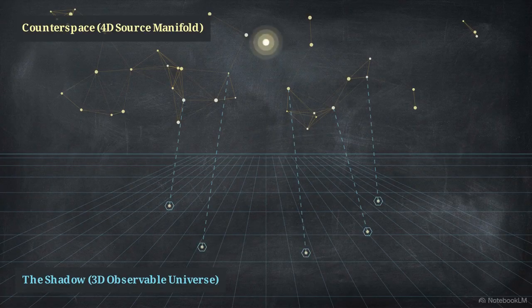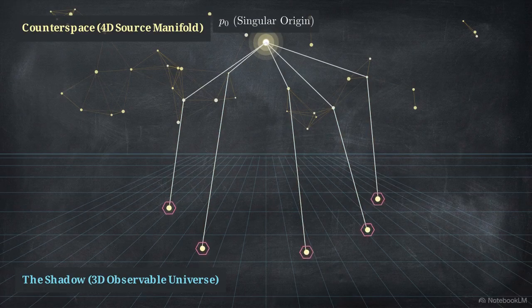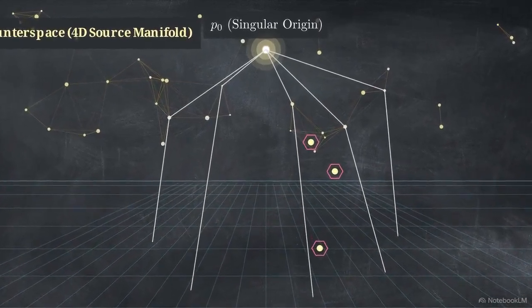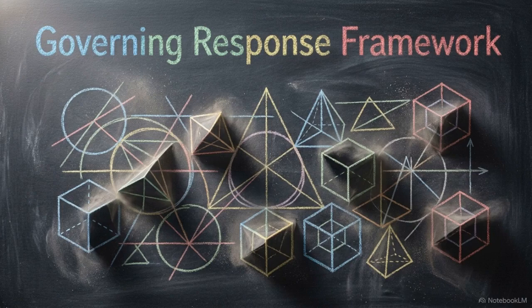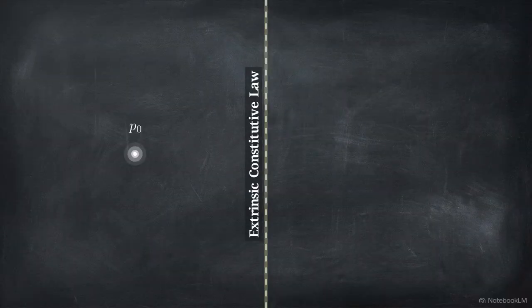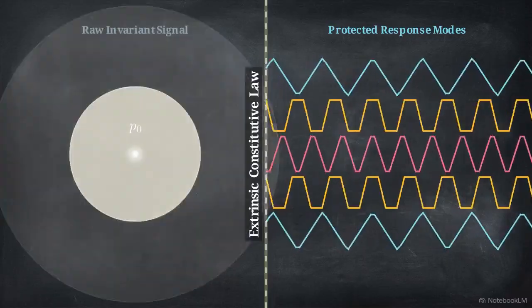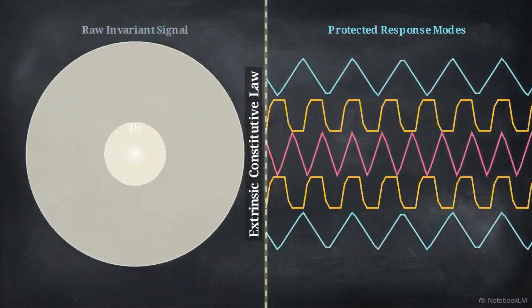Within counterspace, a conserved point, the distinguished singular origin, P0, anchors the entire system, containing all the data required to generate physical structures. How that data becomes readable in our shadow universe is governed strictly by the extrinsic constitutive law, or ECL. The ECL is the definitive mathematical response law, dictating how signals radiate outward from the P0 origin.